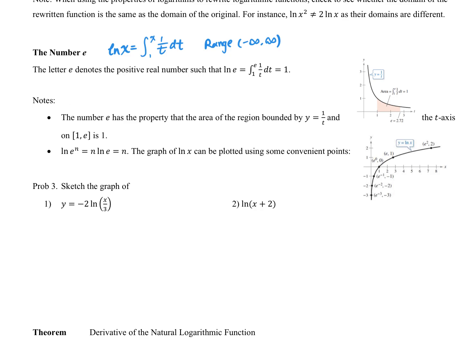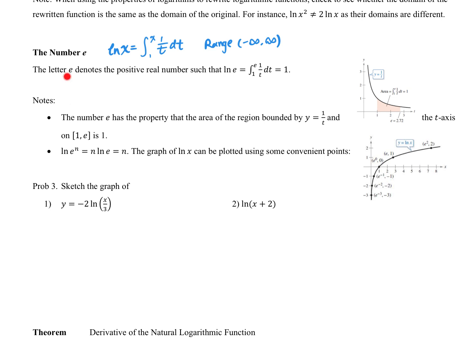Now we want to introduce the number e. This was first used by Euler several hundred years ago. We already know that ln(x) is defined using the integral. It has range from negative infinity to infinity and is strictly increasing. So therefore, there has to be a number so that ln of that number is equal to 1.